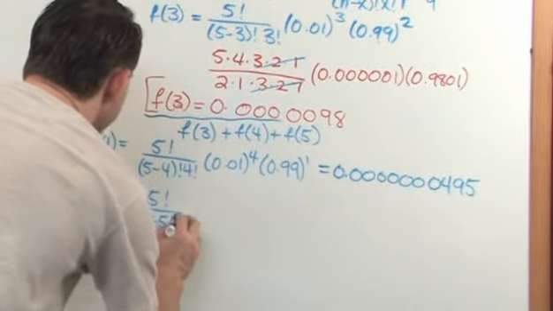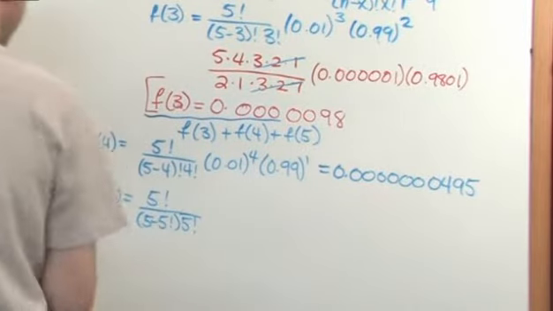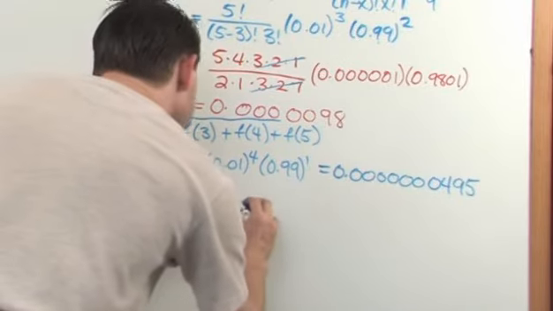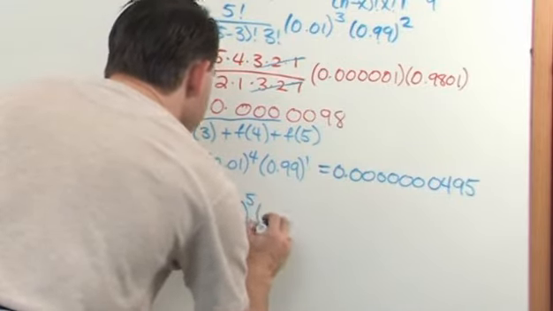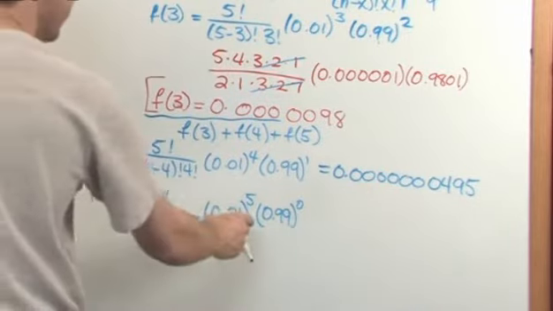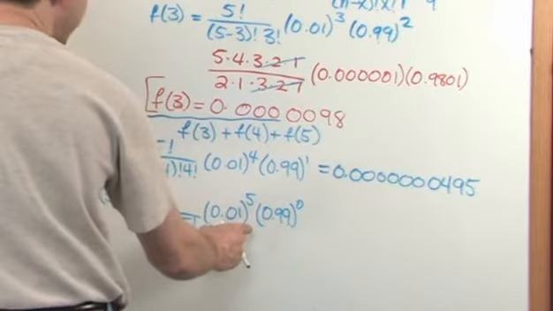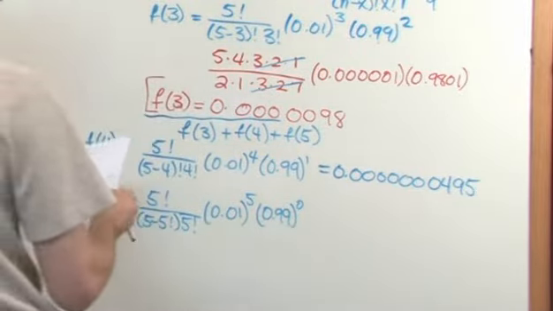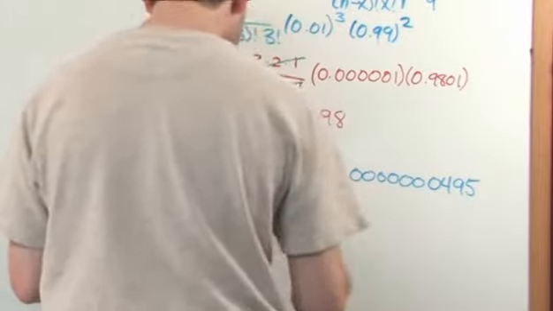5 factorial times 5 factorial. All I've done is plug a different value in for x. And then here I'm going to have my 0.01 to the 5th power. And then I'm going to have my 0.99 to the 0 power. And these are my 5 people that get audited. That's why there's 5 there. And this is my 0 people that do not get audited. And so when you crank through all of that, you're going to get an even smaller number.